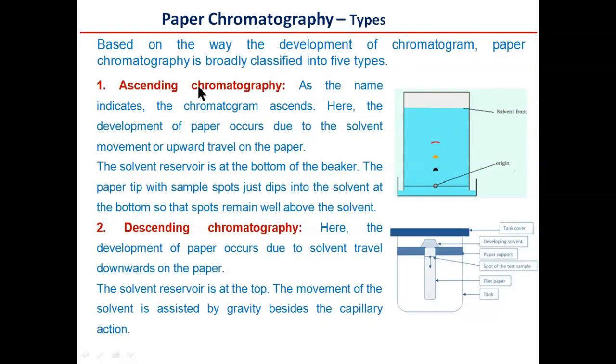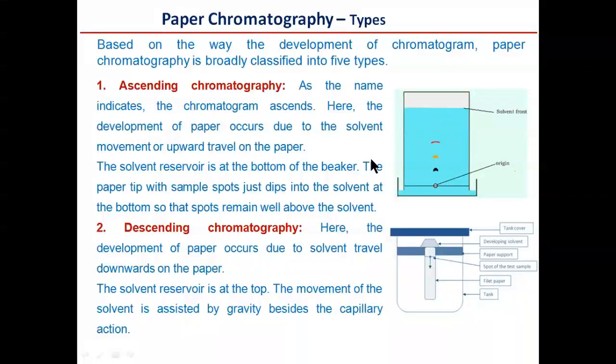Here the first one is ascending chromatography. As the name indicates, the chromatogram ascends. Ascending means from lower to higher, or from bottom to top. Here the development of the paper occurs due to the upward travel of the solvent on the paper. The solvent reservoir is at the bottom. You can see here the solvent reservoir is at the bottom of the beaker. The paper tip with the sample spots just dips into the solvent at the bottom of the paper, so that the spots remain well above the solvent.